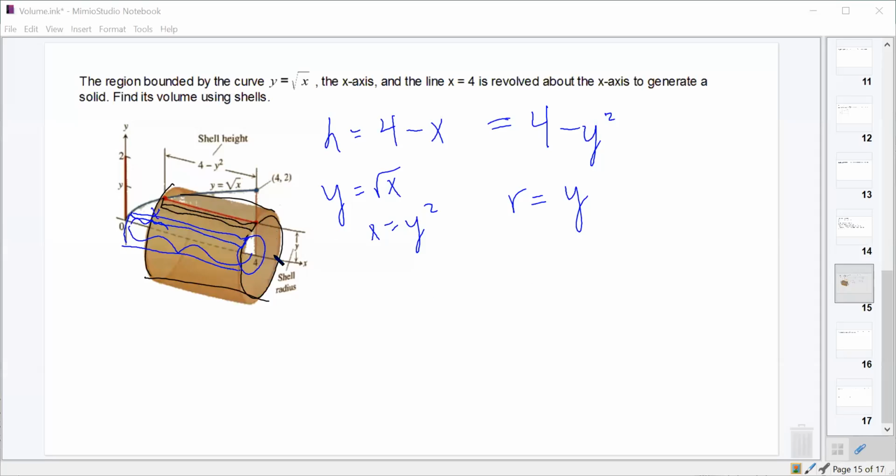So we've got our radius of y, and we've said anytime we're revolving around the x-axis doing shells, the radius is going to be y. And we've got our height of 4 minus y squared. So all we've got to do is figure out the lowest y value, which is 0, and the highest y value, which is 2, and then integrate from 0 to 2, 2 pi times r times h, and then dy.